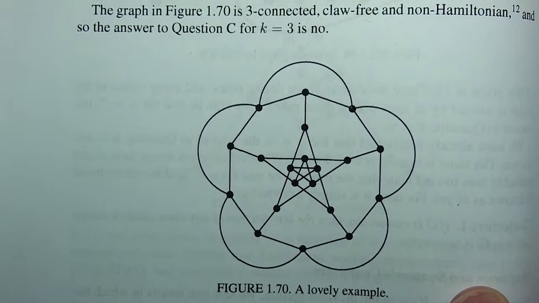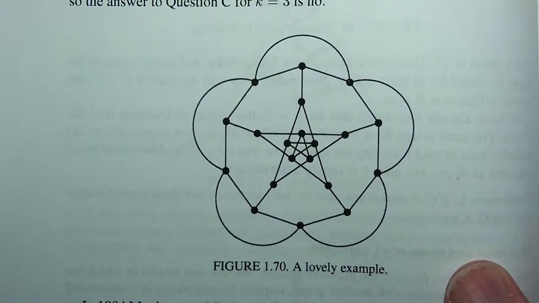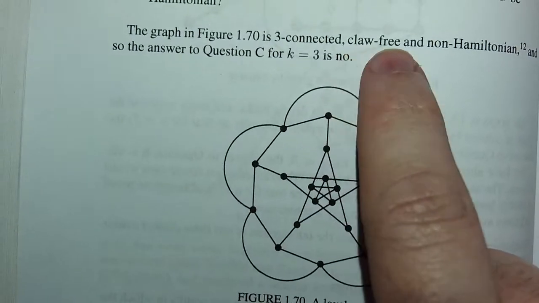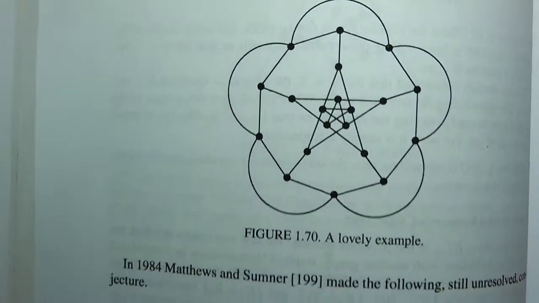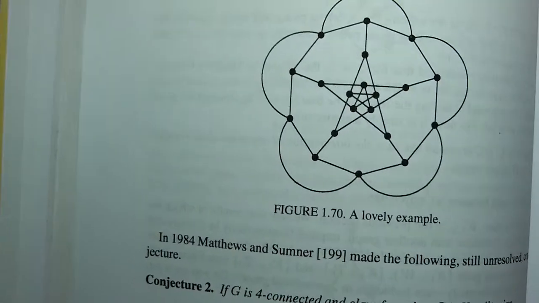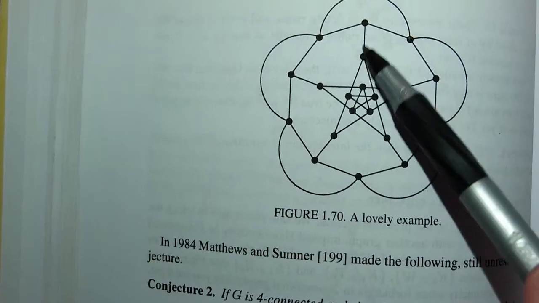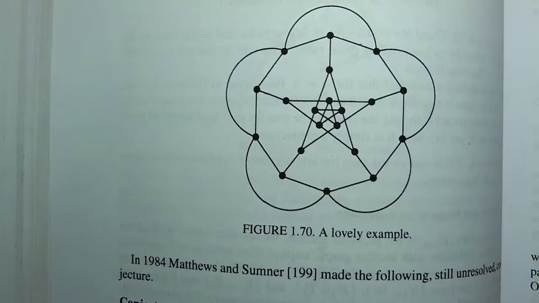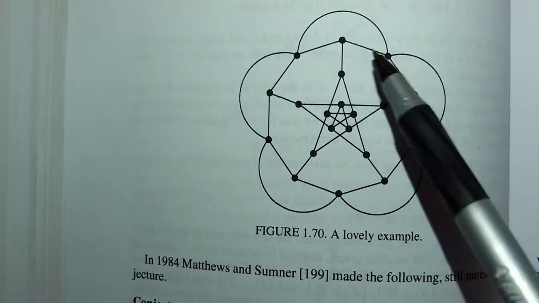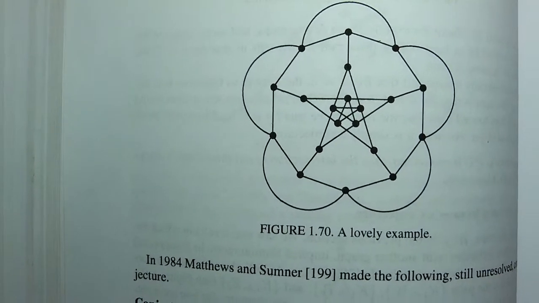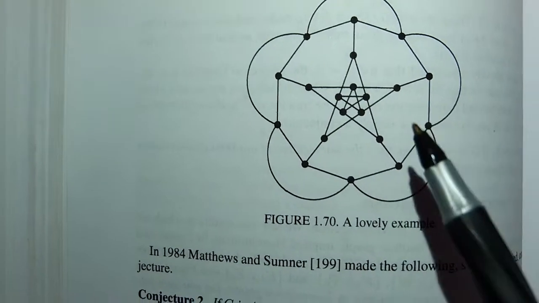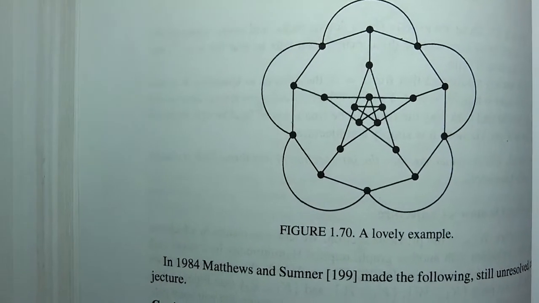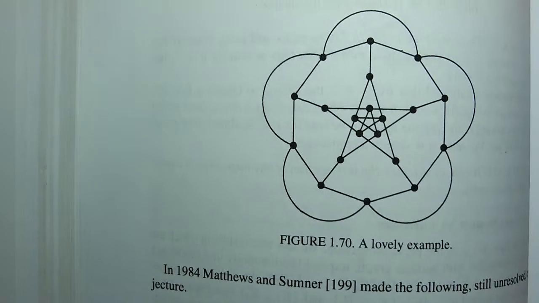Claw-free and non-Hamiltonian. So here is where the bit comes in about understanding the difference between induced subgraphs and just subgraphs. I claim that this is claw-free. But you might say, but wait, this right here sure looks like the claw to me. So are you telling me that that right there is not an induced subgraph of G from those vertices? And the answer to that question is yes, it's not an induced subgraph using those vertices.